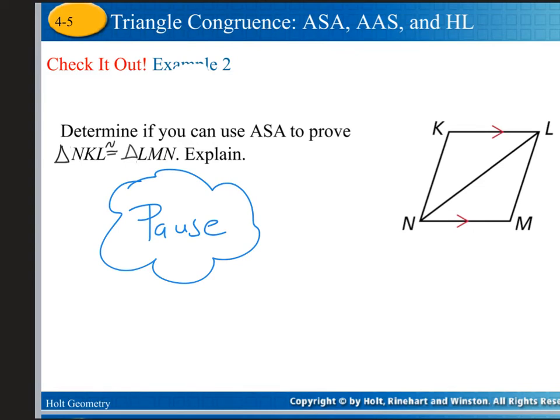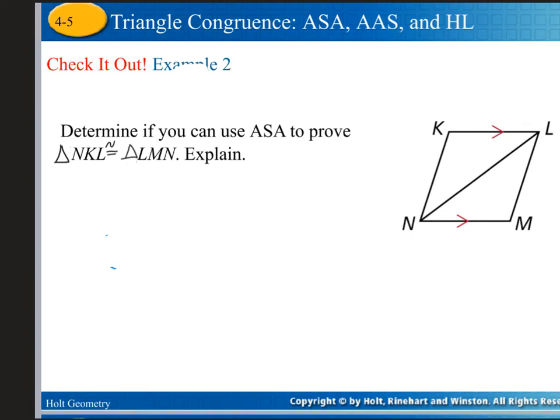Okay, I hope you've paused it and thought about it. I'm going to go through it and see if I can explain. Let's look at the shapes here. What do we know? I can see that this side and this side are parallel. KL is parallel to NM because of that angle sign there. And then we have this dividing segment, which is a transversal for those parallel lines. So that's going to give me some more information.